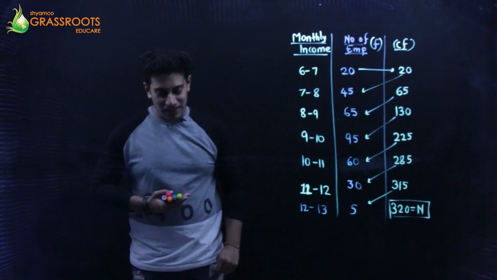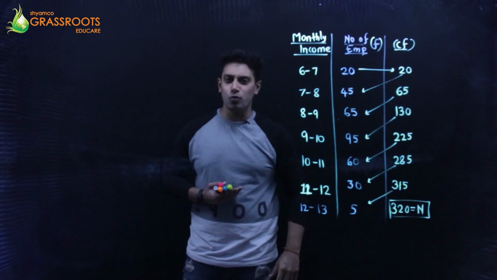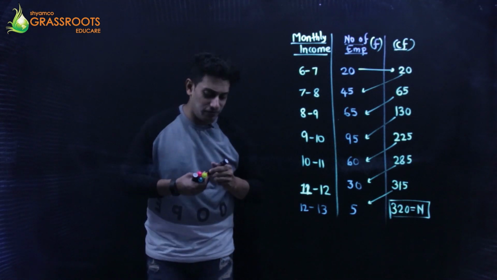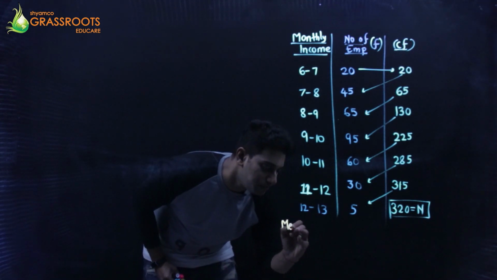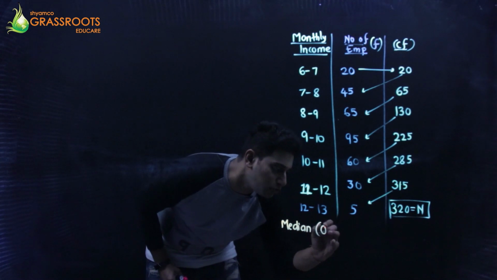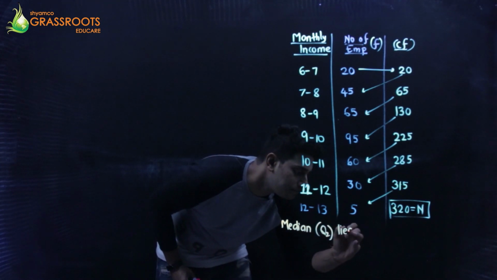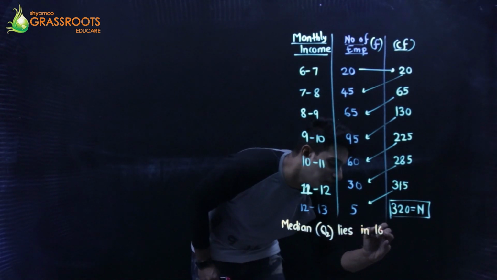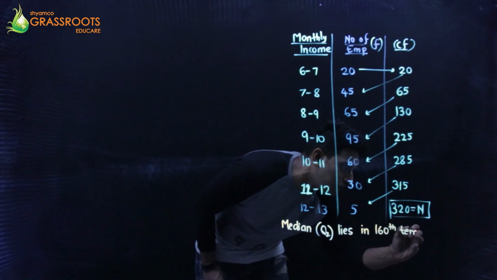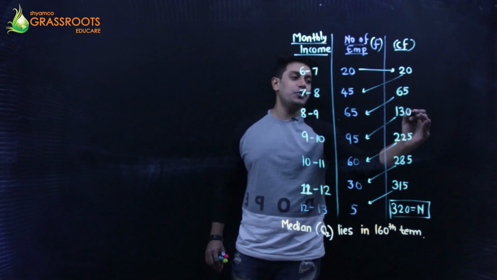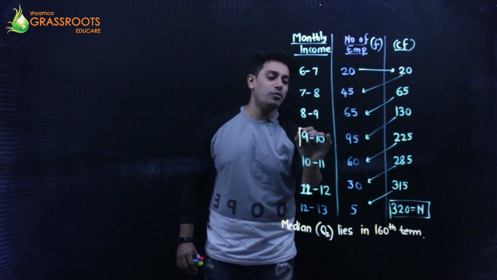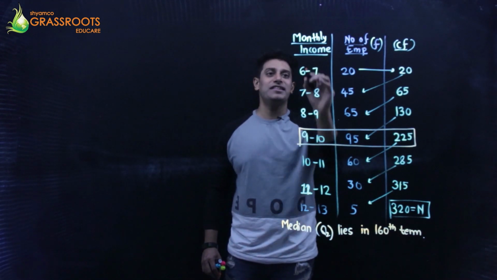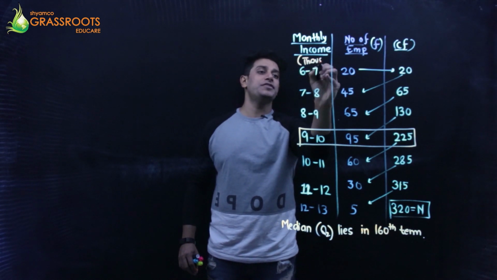Now the questions are: find the median, the upper quartile, and two more questions. If I talk about the median and upper quartile, we have a formula. Median, which we also call Q2, lies in the n by 2, that is the 160th term. That's the location of my Q2. 160 comes between 130 and 225. Select the higher one. So my answer should be between 9,000 and 10,000 because this is in thousands.